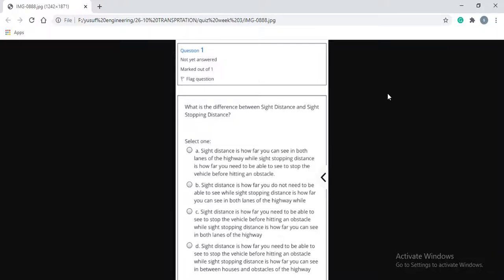Now we will solve question 3 of quiz 3 of this transportation subject of civil engineering, Coventry University. So the first question is, what is the difference between sight distance and sight stopping distance? We need to find the answer to this.